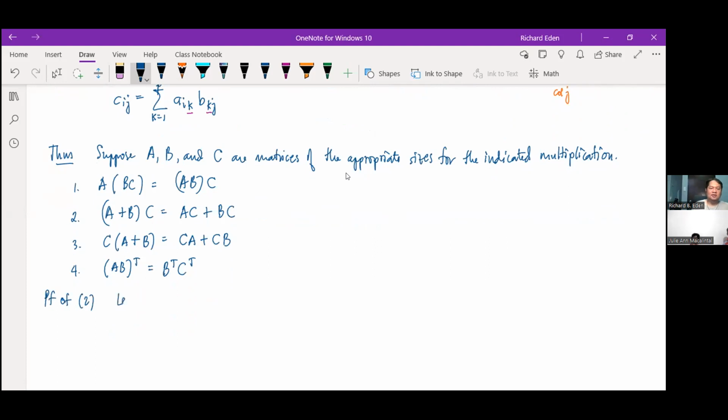As usual, let A, which is A sub ij, and B, which is B sub ij. We need to be able to add A and B, so they should have the same size. So let these be M by P. And C, the matrix C sub ij, let this be P by M.